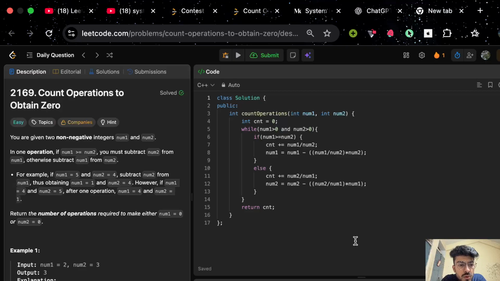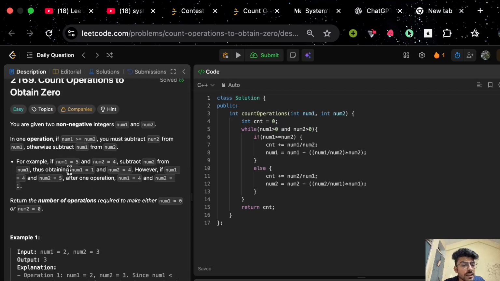You are given two non-negative integers num1 and num2. In one operation, if num1 is greater than or equal to num2, you must subtract num2 from num1. Otherwise, subtract num1 from num2. So whichever is maximum, you have to subtract the minimum from that maximum number. For example, if num1 is 5 and num2 is 4, you have to subtract num2 from num1, that is 5 minus 4.